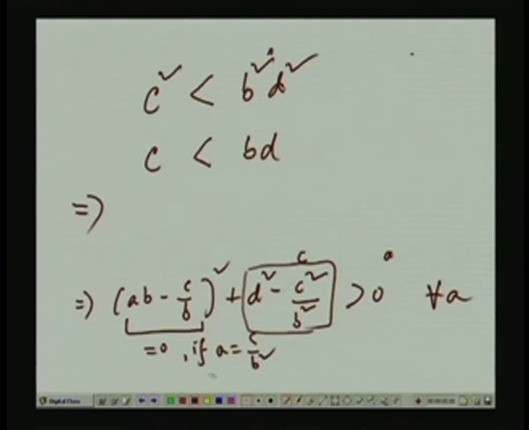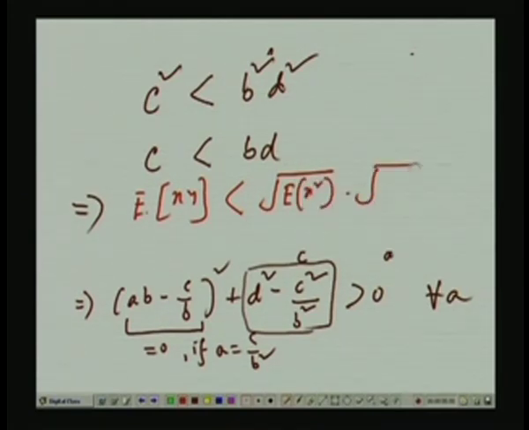This implies, what is c? C was... and what is b? Positive square root of this. What is d? Again positive square root of this. You can square up both sides and you get your result. This is a famous inequality called the Cauchy-Schwarz inequality.